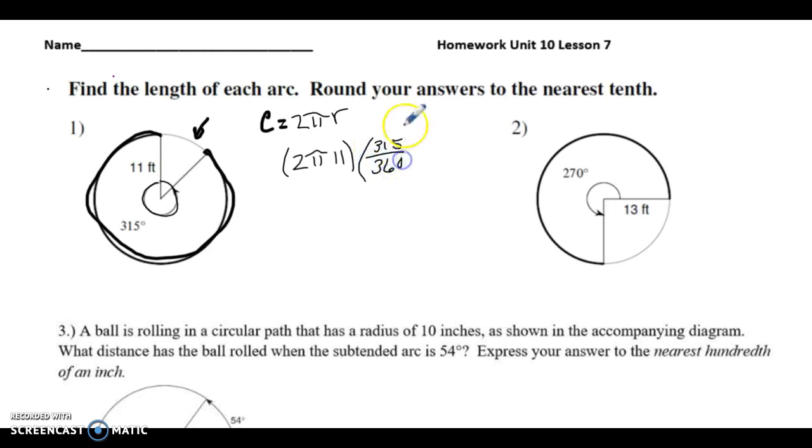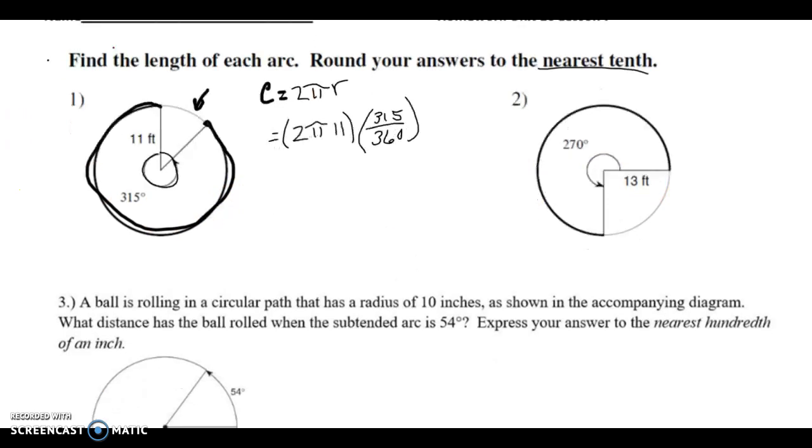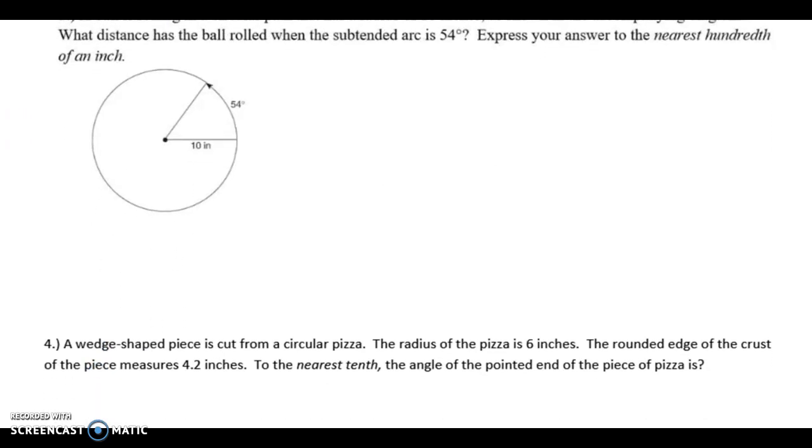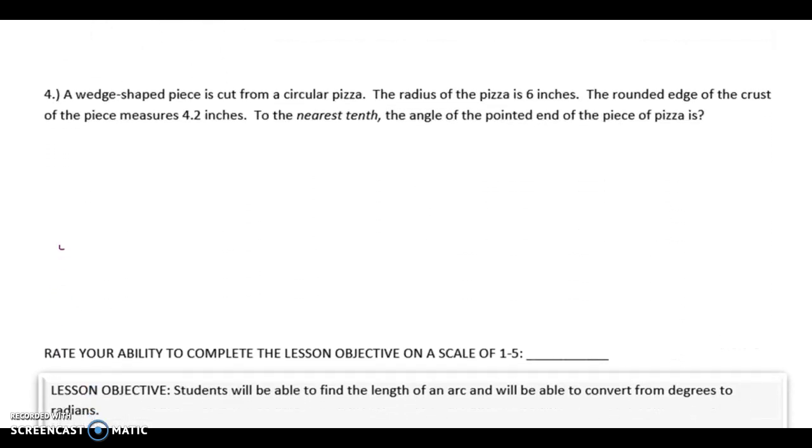If this bothers you, you can certainly reduce that fraction, but if you just multiply all of this together, you will get the length of that arc. That's your arc length. Just make sure you round to the nearest tenth. Question number 2 is the same. You're just plugging in 270 and 13 instead. Actually question 3 is pretty much the same. I'm going to look at question 4.